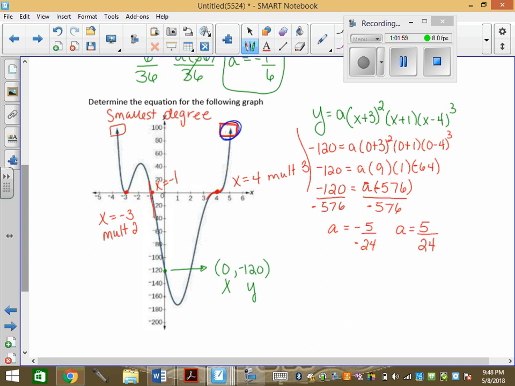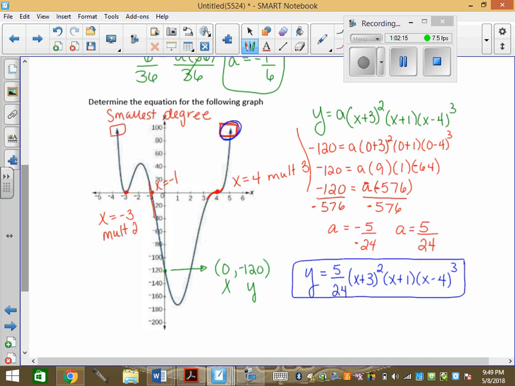Okay, I'm not done because I haven't rewritten my equation. So I have y equals 5/24 times x plus 3 squared, x plus 1, x minus 4 cubed. And I'm done. And that's polynomials, everything we learned.